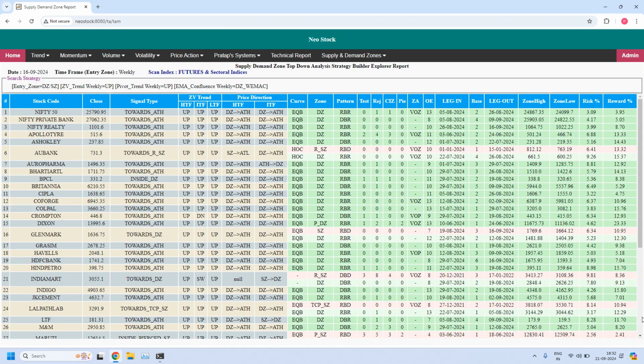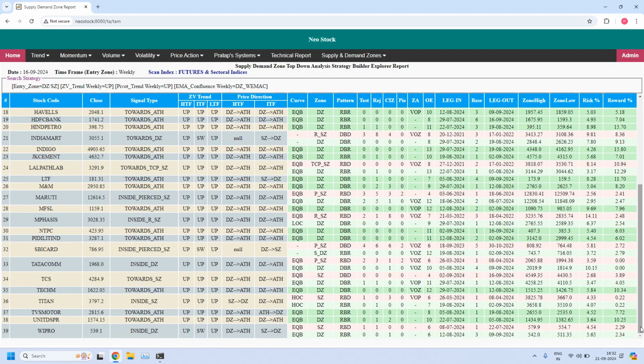Now list is further reduced. Nifty 50 is also having a weekly EMA confluence for a weekly zone. I am scrolling the list down. See, now the list has come down to 39.